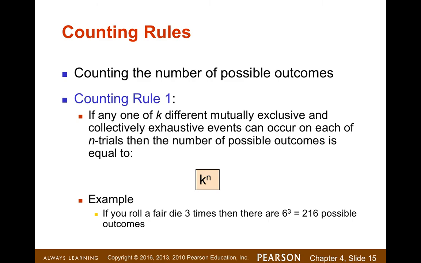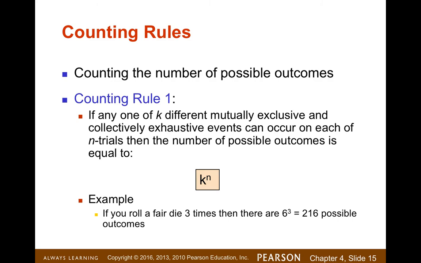Now, the first counting rule, there are going to be 5 of these. The first counting rule is the simplest. It says if any one of k different mutually exclusive and collectively exhaustive events, guys, that's just a bunch of big old fancy words to say that the conditions apply, can occur on each of n trials, then the number of possible outcomes is equal to k raised to the nth power. So if you roll a fair die 3 times, then there are 6 raised to the third, 216 possible outcomes. The reason they're mutually exclusive, and we can say that they're independent.